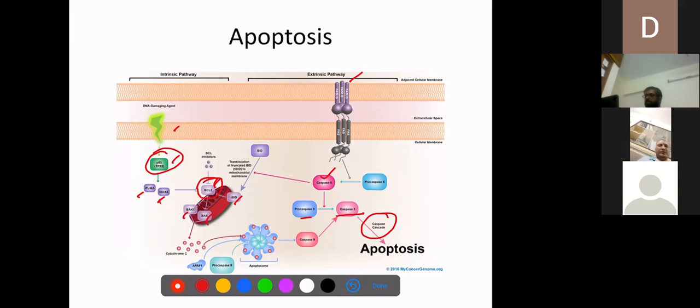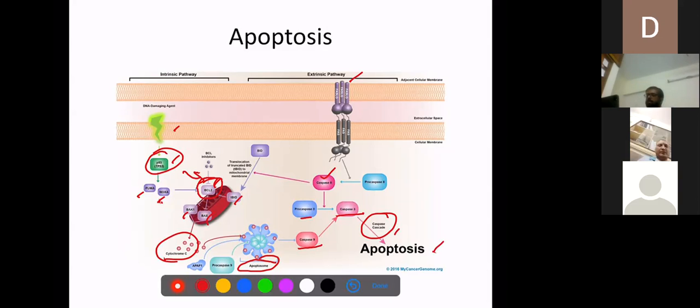When P53 is activated, it stimulates the pro-apoptotic genes and inhibits the anti-apoptotic genes, leading to a release of cytochrome C. This cytochrome C joins with procaspase 9 and APAF1. This is called an apoptosome, which produces an activated caspase 9, which in turn activates caspase 3, which leads to a caspase cascade and apoptosis.